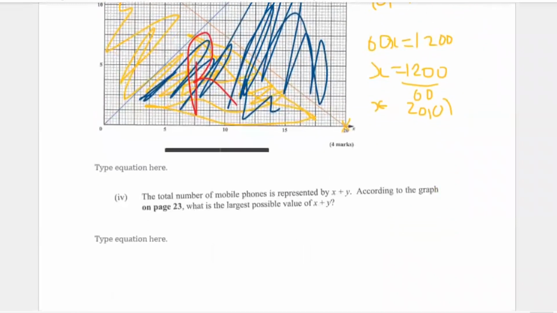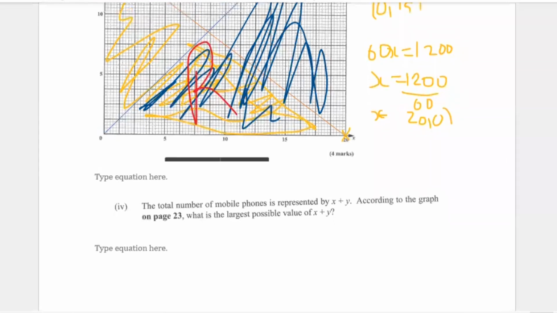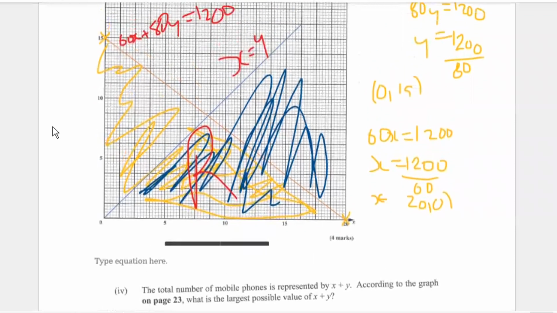Part 4 now says the total number of mobile phones is represented by x plus y. According to the graph, what is the largest number of x plus y? So when you're looking at this, we are now going to be looking at the areas that satisfy, oh sorry, Arian, go ahead.